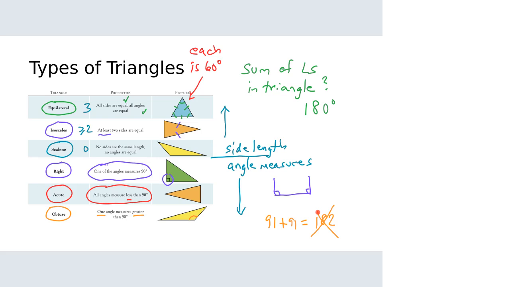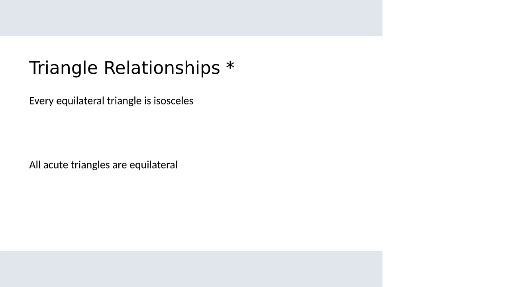Any questions about those definitions before I have you do another true-false setup where we answer some true-false questions about triangles? All right. Same as last time, we have two true-false questions. I'm going to set up a poll just like I did before. Every equilateral triangle is isosceles, and all acute triangles are equilateral.